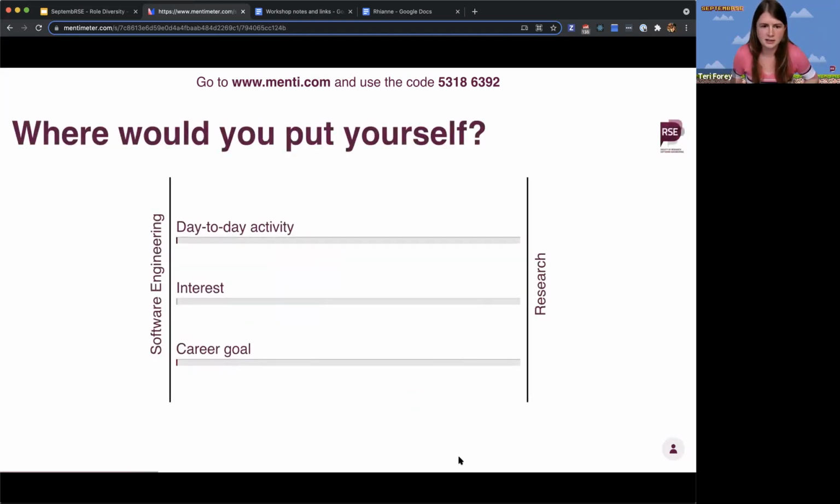So on that scale, software engineering on one side, research on the other side, I'm going to ask you, where would you put yourself, considering that the original idea was an RSE was bang in the middle, on your day-to-day activities, your interest level, and your career goal? So where would you like to be career-wise? Oh, we're seeing some things come in.